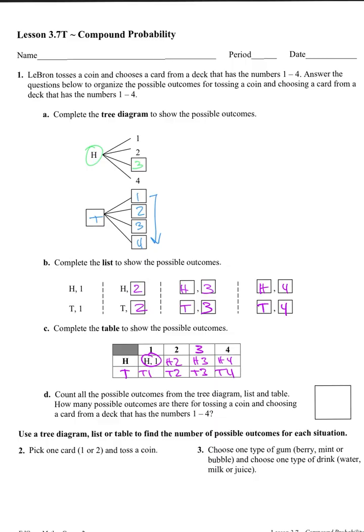All right, so then it says, count all the possible outcomes from the tree diagram, list, and table. How many possible outcomes are there for tossing a coin and choosing a card from a deck that has the numbers 1 through 4? So here we go. Let's take a look at the list. This is 1, 2, 3, 4, 5, 6, 7. There are 8 possibilities.